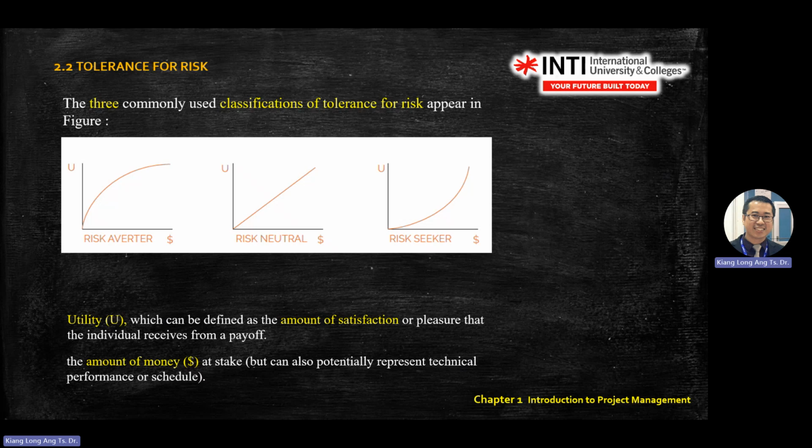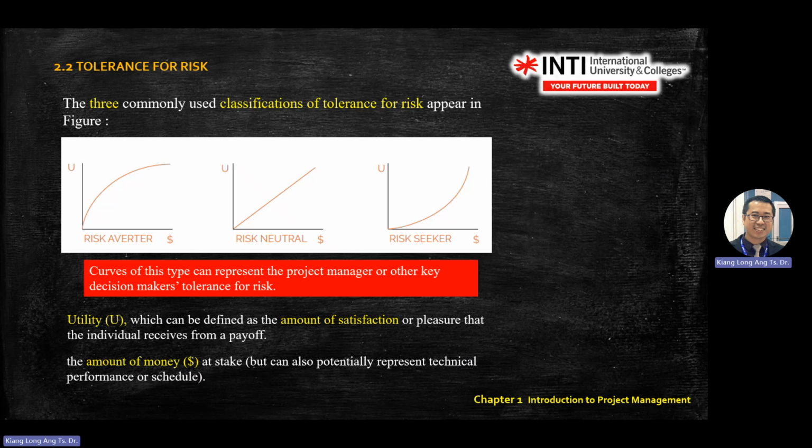U is utility, or the amount of satisfaction or pressure that an individual receives from a payoff. The Y-axis is the amount of satisfaction or pleasure that the individual receives from a payoff. The X-axis is the amount of money at stake, or potentially technical performance or schedule.